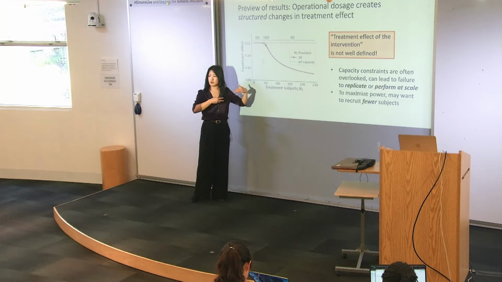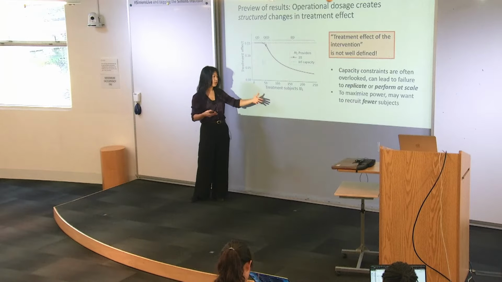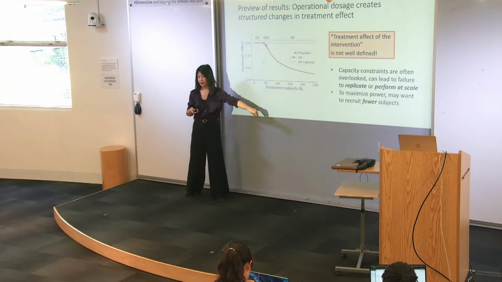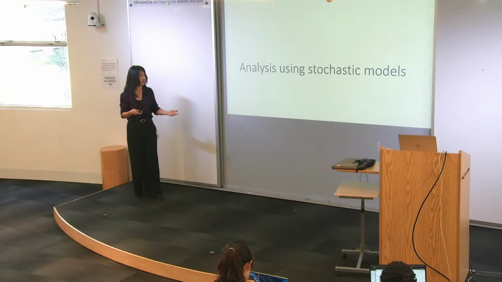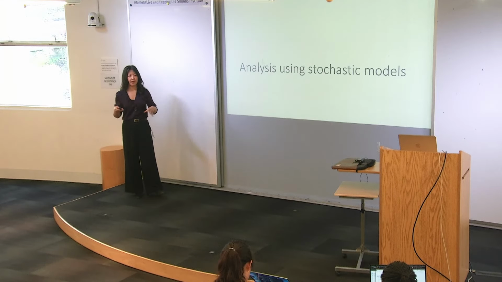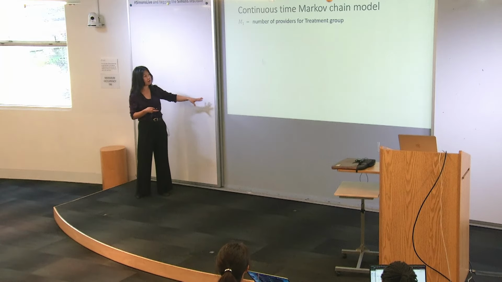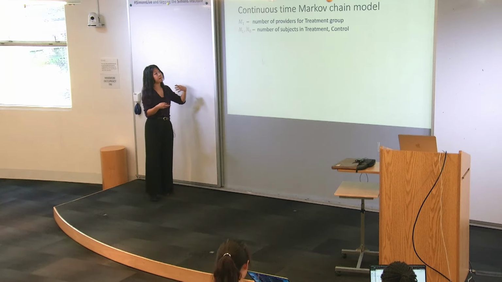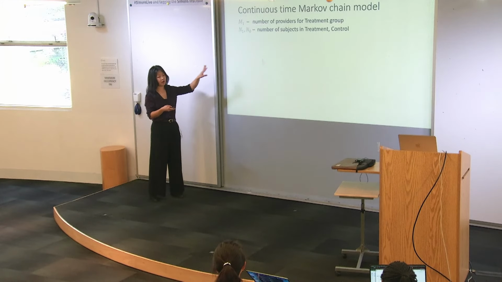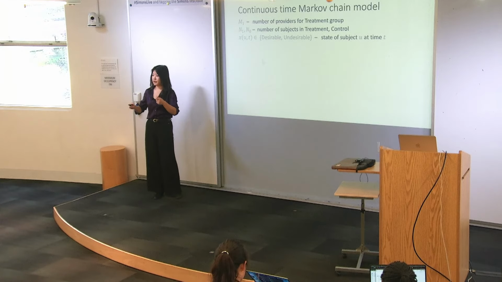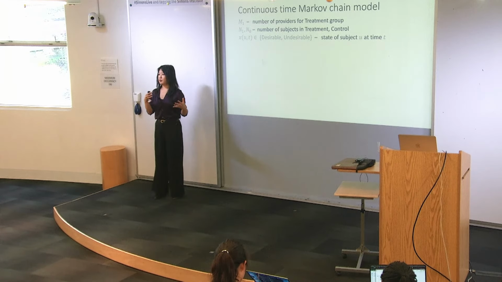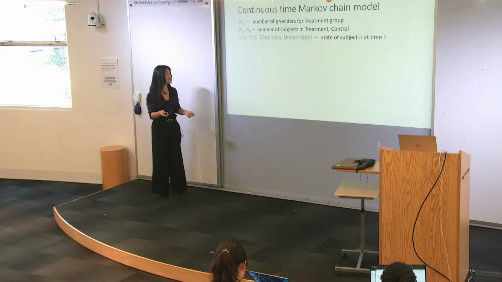We can use tools from operations research, math modeling, stochastic process tools, to incorporate that structure. And that's exactly what we end up doing. We model the system using stochastic models. We have a continuous time Markov chain model of patients in treatment and control. Patients can go back and forth between a good state and a bad state. You can also think of this as a state that's eligible for the intervention or not eligible.